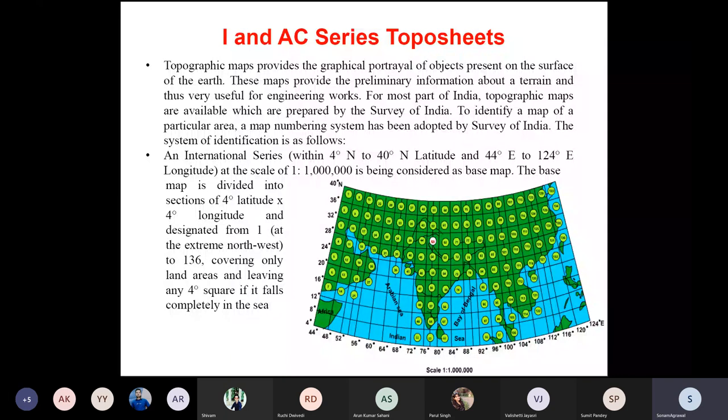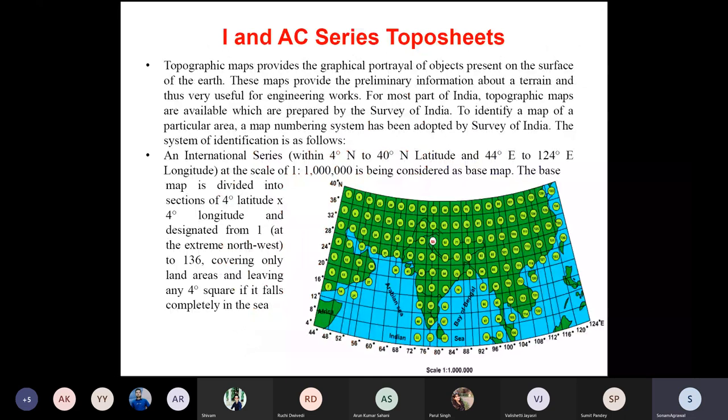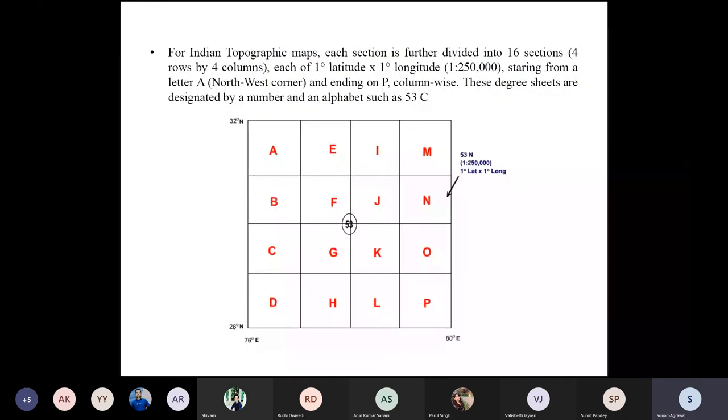These maps are at the scale of 1:1,000,000. At this scale, what is the latitude-longitude extent? It is 4 degree cross 4 degree. Each of these 4 degree cross 4 degree sheets is numbered 1, 2, 3, 4 in this way. Each 4 degree cross 4 degree map is further divided into 1 degree cross 1 degree maps.